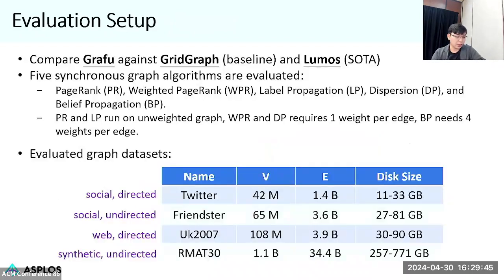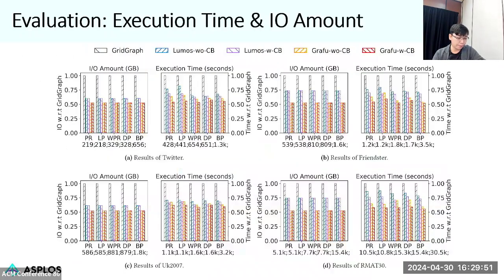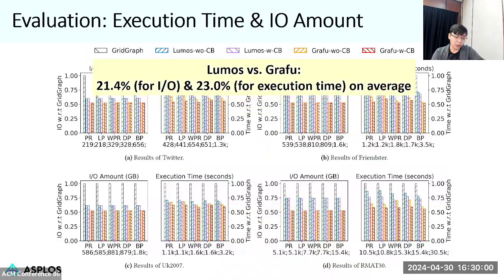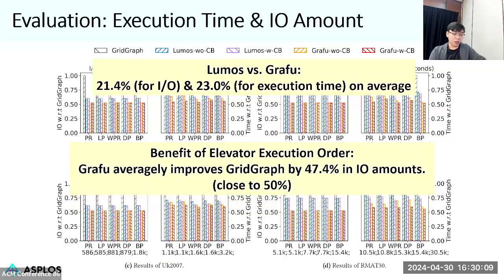Okay, so this slide shows the experiment setup. Here we compare GraFu against GridGraph and the Roomers. And for the iteration that we showed execution time, we evaluated the execution time here. So overall, we show that GraFu can improve on Roomers by 21.4% in IO and 23% in execution time.